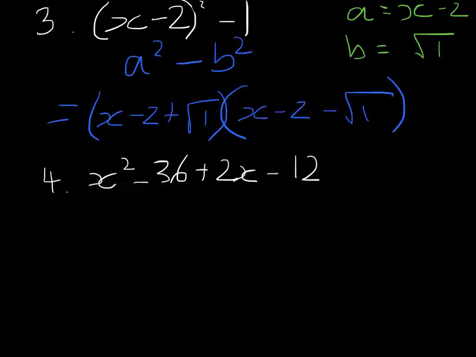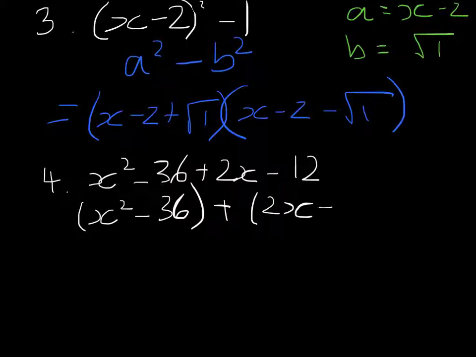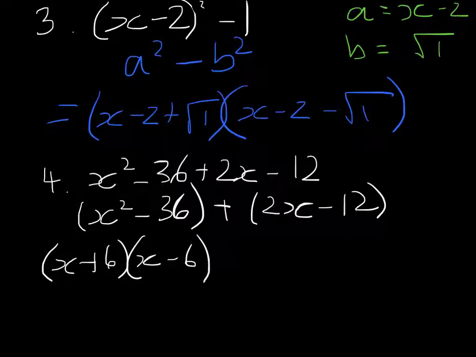So let's just separate them first. So I've got x squared minus 36 plus 2x minus 12. X squared minus 36, well, that's the same as x plus 6, x minus 6. And I take out the common factor here, and I've got 2 lots of x minus 6. Have I got x minus 6 existing in both? I do. That means I've got a binomial factor.